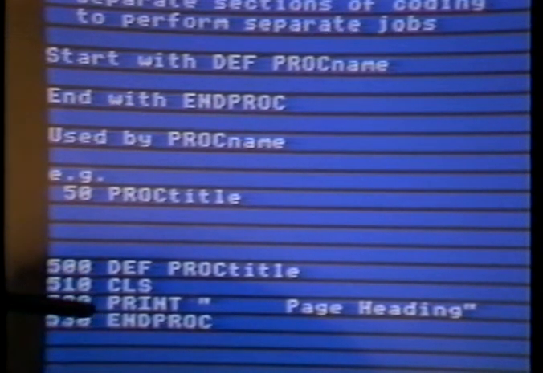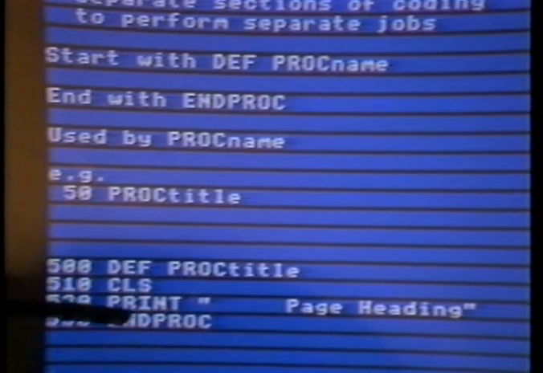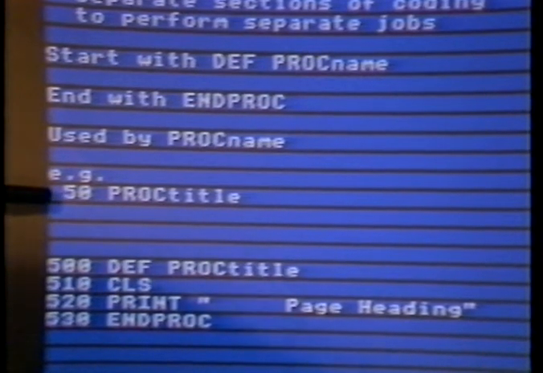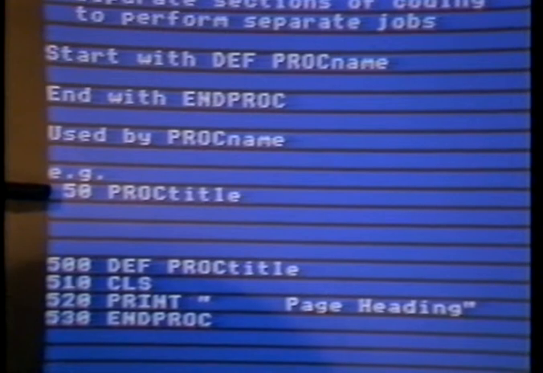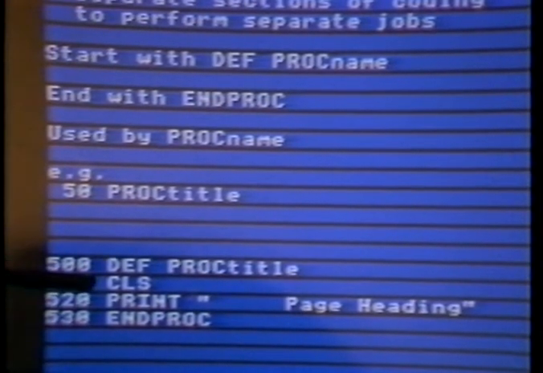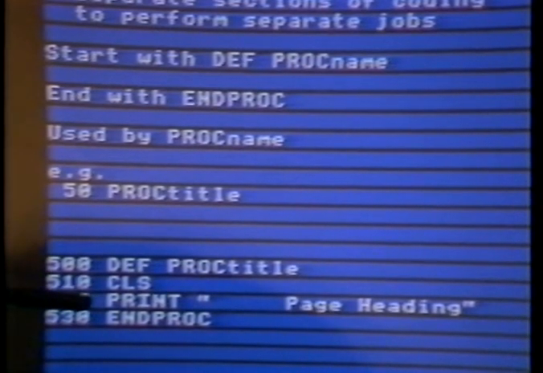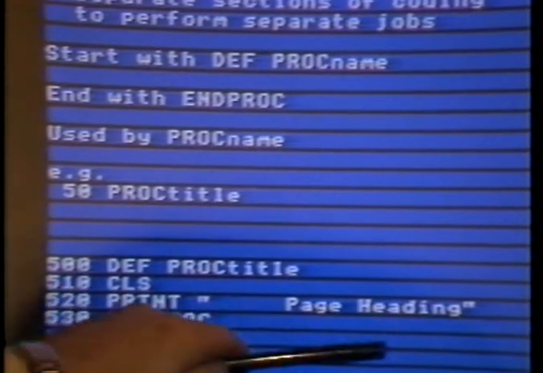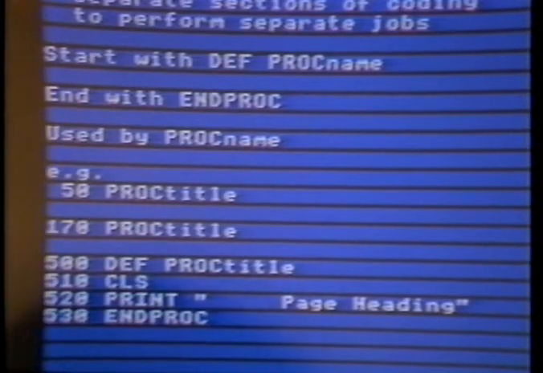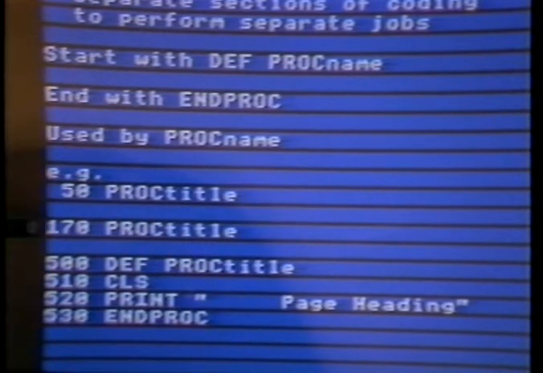The 2 lines of coding within that procedure are the work that's to be done whenever we use the line PROC title. In this case, we have 2 BASIC statements: CLS, which clears the screen, and a PRINT statement, which prints out the 2 words, page heading. Once we've defined that procedure, we can use it from anywhere we like in the program. For example, at line 170, we might have another reference to PROC title. Again, as soon as our program reached this point, we'd come here and execute these two statements again.